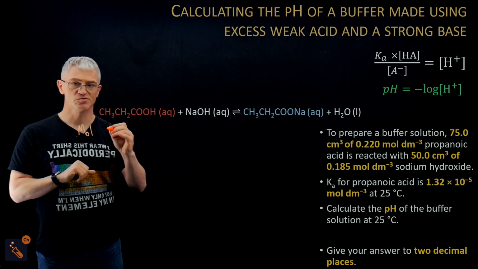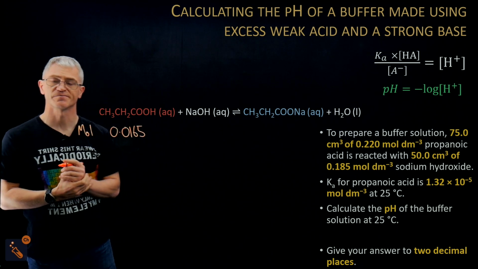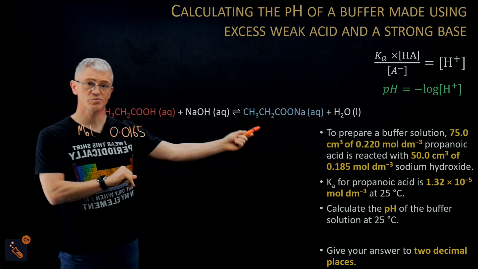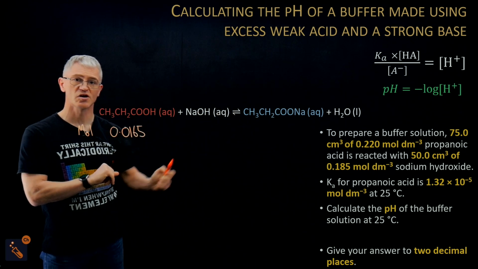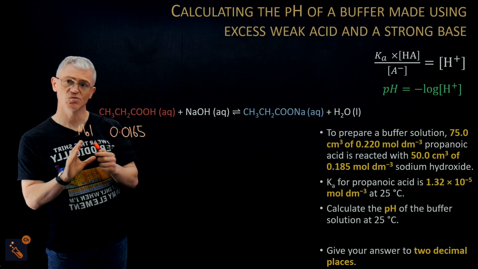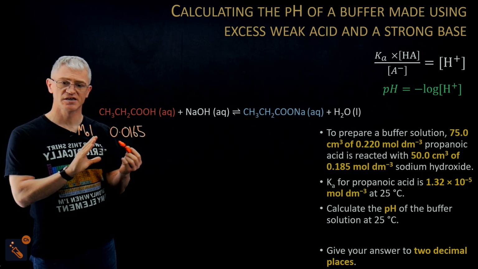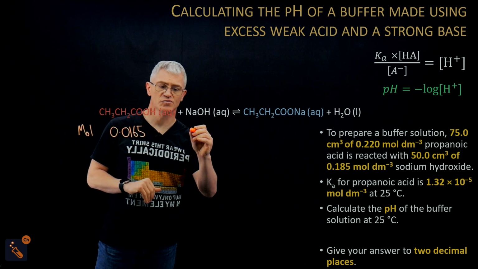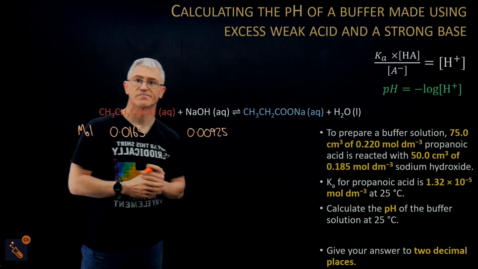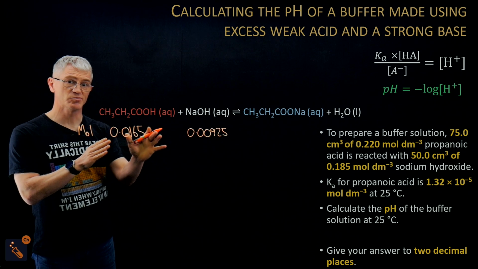So for our HA, the moles is 0.0165. We worked that out by doing volume times concentration, so 0.075 times 0.220 gave us this number. We then work out our sodium hydroxide, which is 0.00925. So we've got those two numbers.